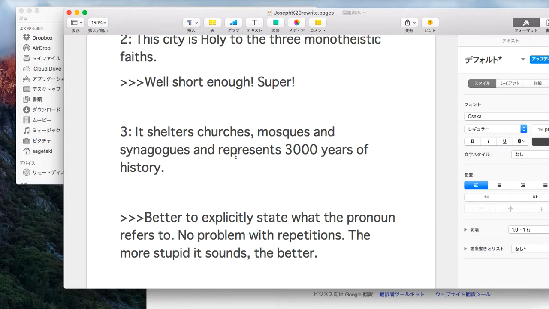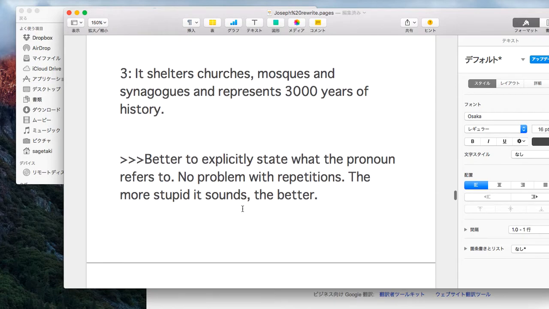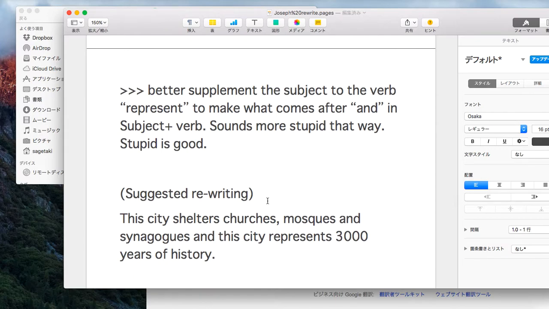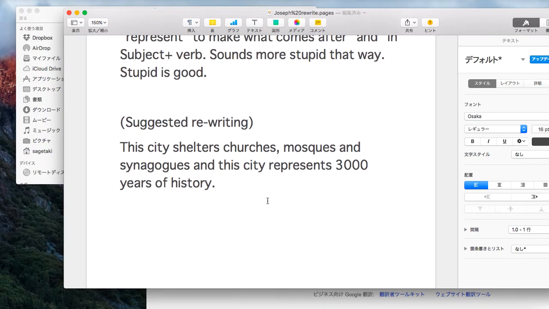So this is where the Google translation might have a problem. So you want to supplement and add the subject again here. And again, I'm stressing this point: no problem with repetition. So the suggested rewriting is: this city shelters churches, mosques, and synagogues, and this city represents 3,000 years of history. Okay, it sounds stupid, but it Google translates better. And finally, I'll proofread the whole Japanese into cool sounding Japanese, so there's no problem with that.